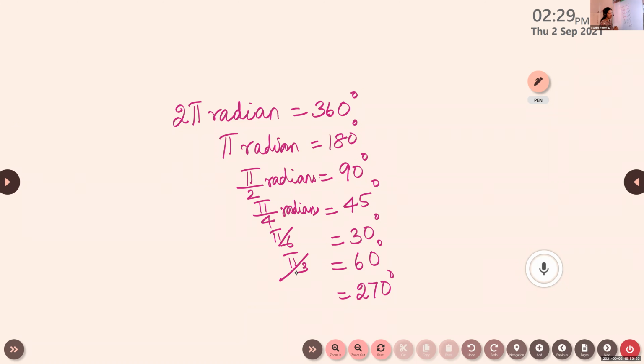And what about 270? 270 we can write as 90 into 3. Isn't it? So 90 into 3 will be the same as 3 pi by 2. Yes, 270 degrees means it is 3 pi by 2 radians.